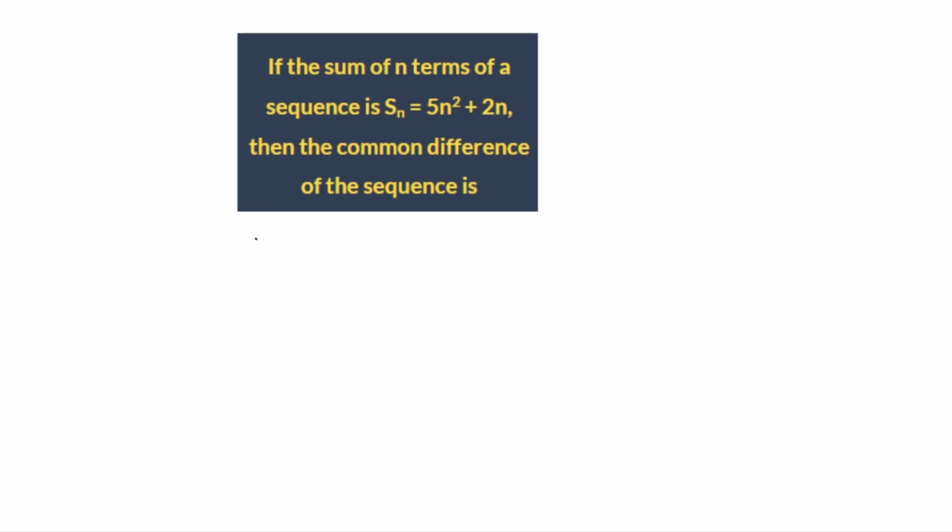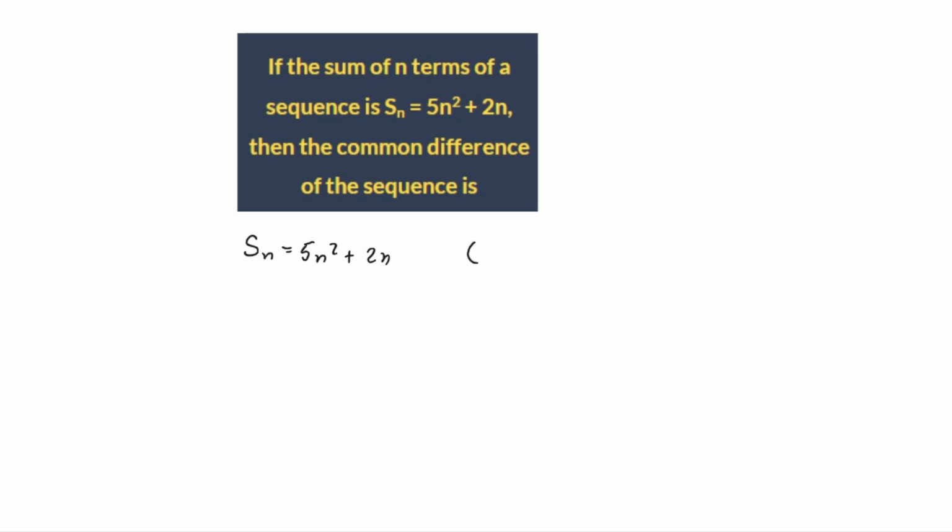The condition is that we have Sn equals 5n squared plus 2n, the sum of a series, and we should find the common difference of this series. Let's remember how to find the common difference.